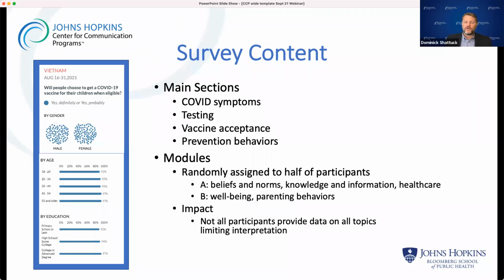Okay, so the content is broken into 6 parts. On this slide, you'll see the 4 major sections of the survey: COVID symptoms, testing, vaccine acceptance, and prevention behaviors. Those 4 sections are administered to all the participants. There are 2 additional sections that are randomly administered to half of the participants. We refer to those as module A and module B. Module A includes questions on beliefs and norms, knowledge and information, and healthcare. Module B includes questions on well-being and parenting behaviors. Due to the randomization, we see some gaps in these data that may reflect as insufficient data on the dashboard.